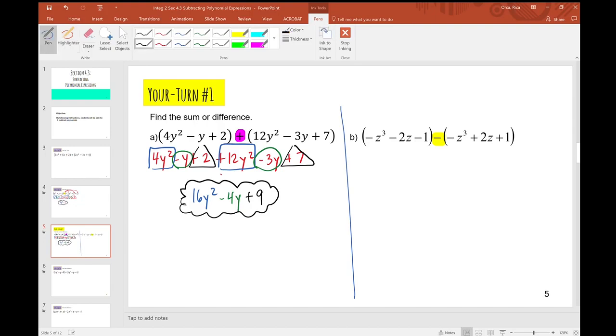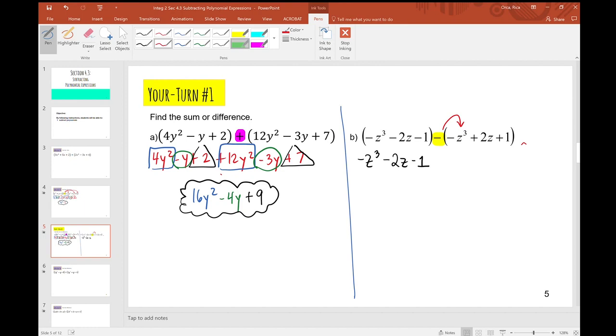So if you look at the first trinomial, you'll notice that there's nothing on the left side of the parentheses, which means that at this point we can go ahead and just drop the parentheses. That's negative z to the third minus 2z minus 1. Now look at the second trinomial. Once again, we have that subtraction. Think of it as a negative. Go ahead and distribute that negative in.